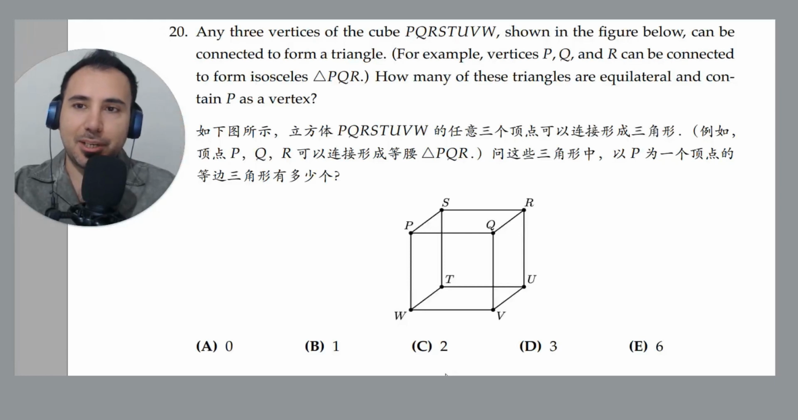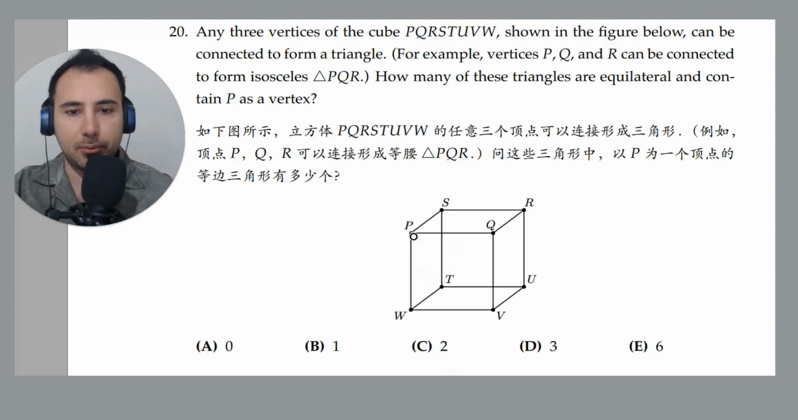Okay, let's do question 20. Any three vertices of this cube shown in the figure below can be connected to form a triangle. For example, vertices PQR can be connected to form an isosceles triangle. So let's just go draw it here. I'm going to change it, P to Q to R.